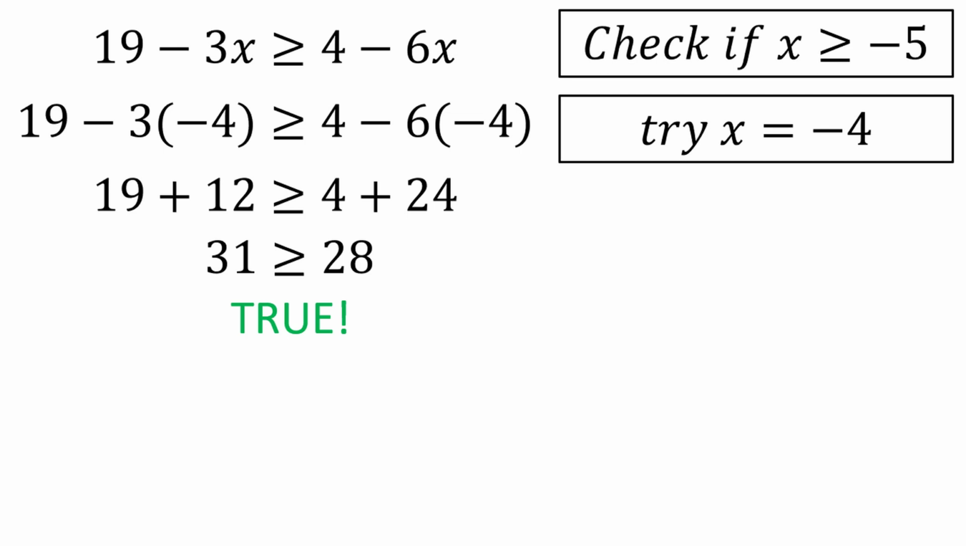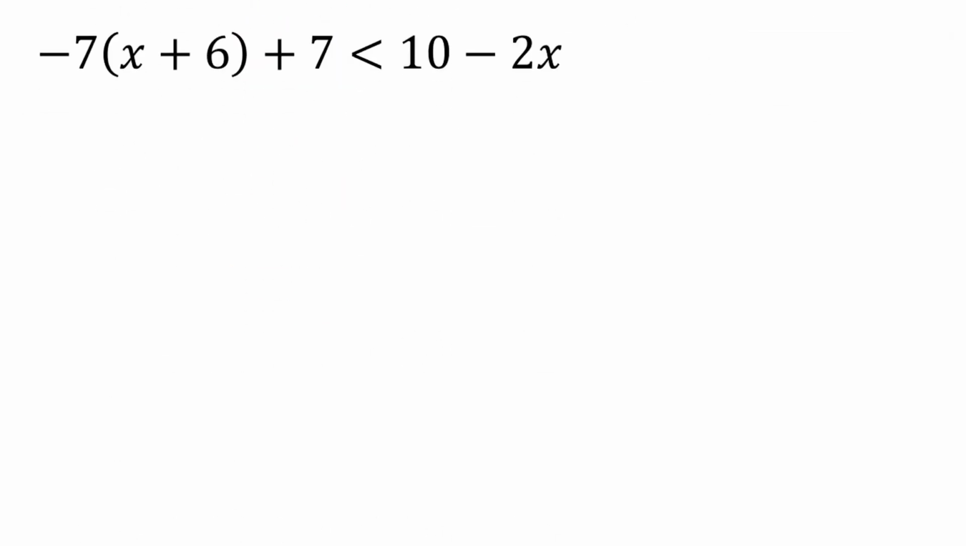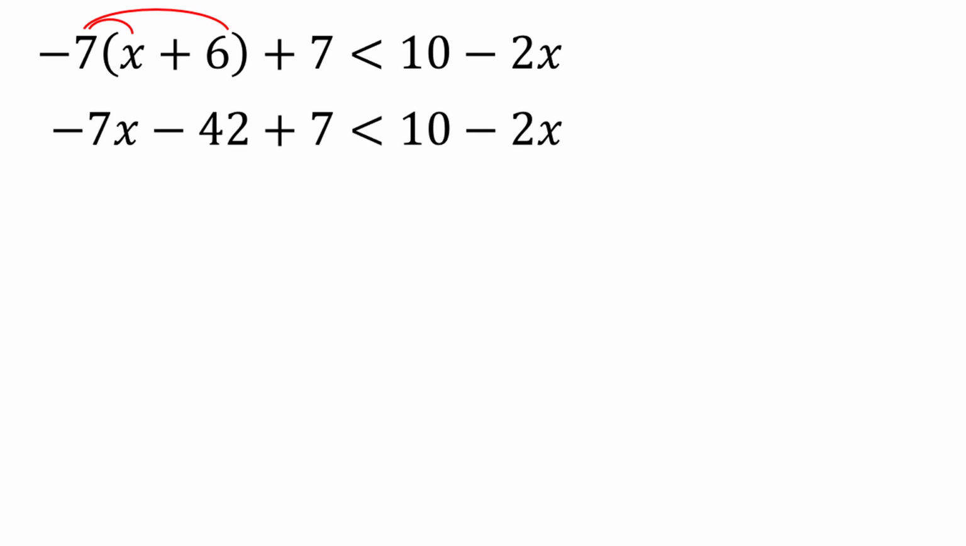One thing you need to remember when simplifying linear inequalities is that the inequality sign must flip if you ever multiply or divide both sides of the inequality by a negative number. For example, consider negative 7 times x plus 6, plus 7, is less than 10 minus 2x. Let's begin this one by distributing the 7 inside parentheses. We get negative 7x minus 42 plus 7 is less than 10 minus 2x.